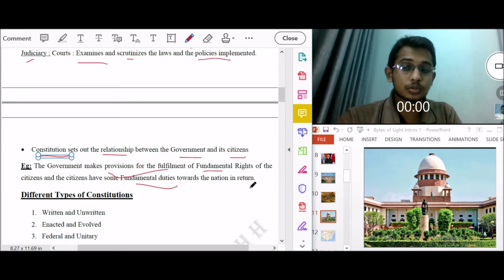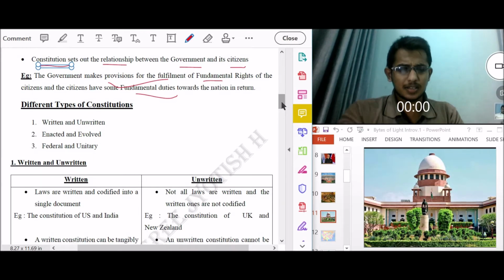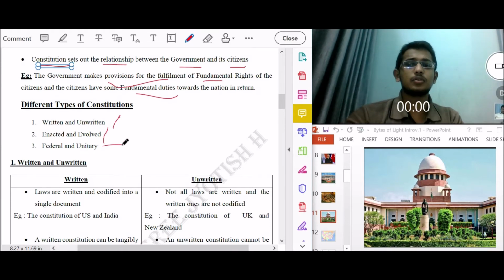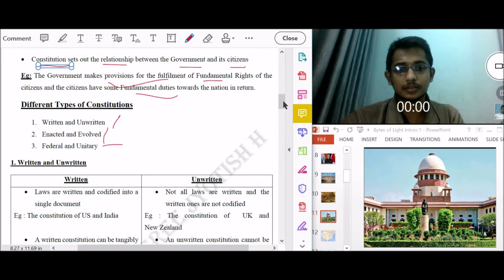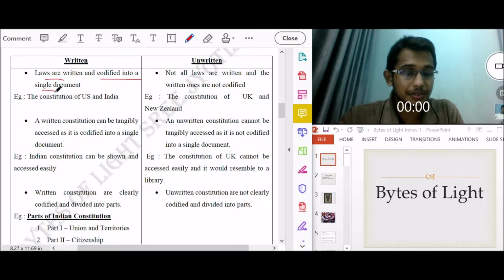Now let's go to the different types of constitution. As you know, there are different types of constitution like written and unwritten, enacted and evolved, and federal and unitary. So let us first of all go to written and unwritten. In the case of written, every law will be written in a single document, in a book-like structure.